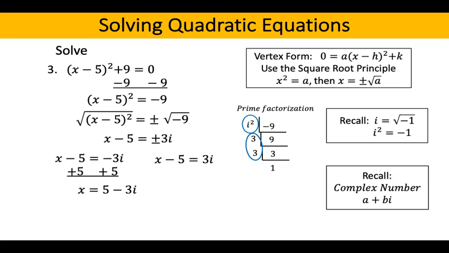Let's add 5 to the other equation on both sides. We get x equals 5 plus 3i. So our solutions for this equation will be 5 minus 3i and 5 plus 3i.